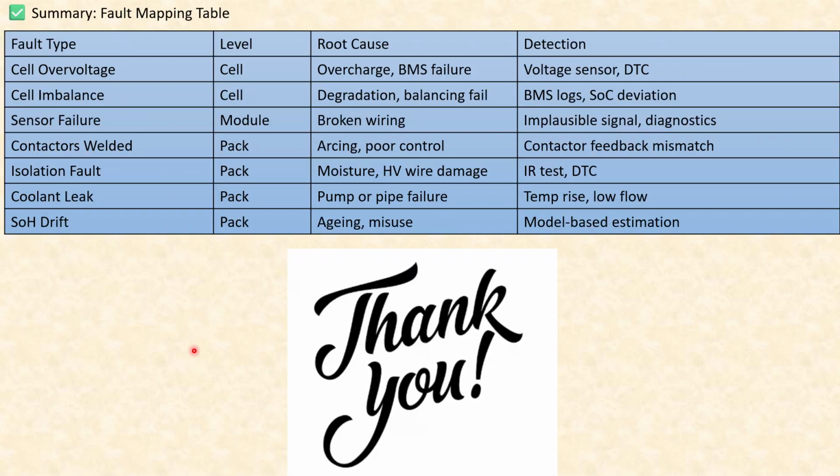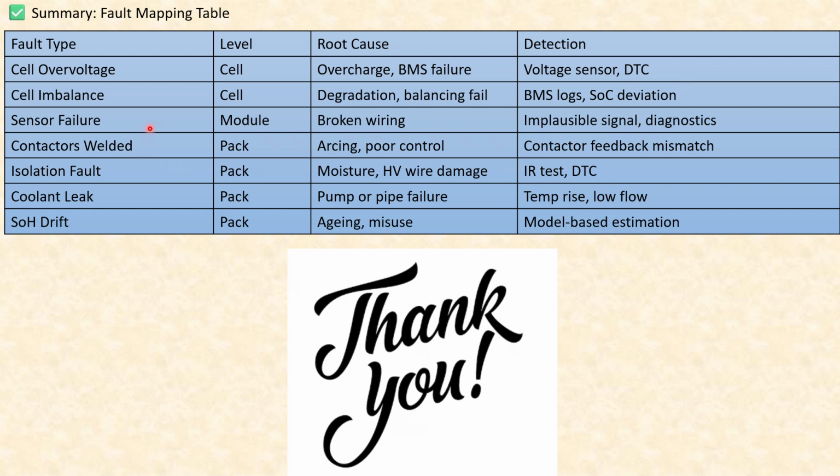So to summarize, these are the various types of faults, and I'm going to talk about the level at which each is happening, the root cause, and the detection. The first faults are cell over voltage and cell imbalance. Both of these fall under the cell level category, and the root cause can be overcharge, BMS failure, degradation, or balancing failure. How do you detect them? With the help of voltage sensors, BMS logs, state of charge deviation, and also DTCs.